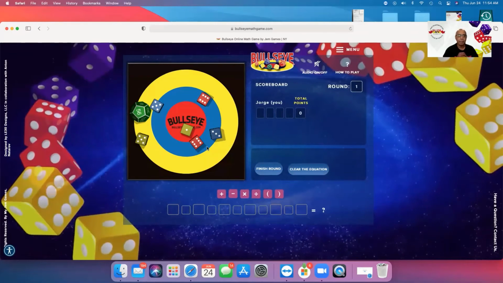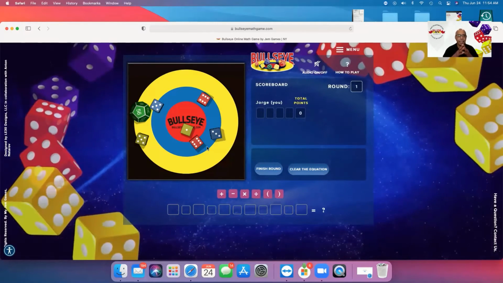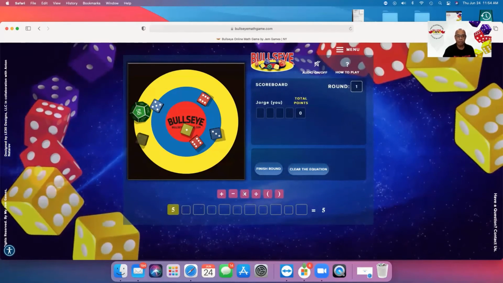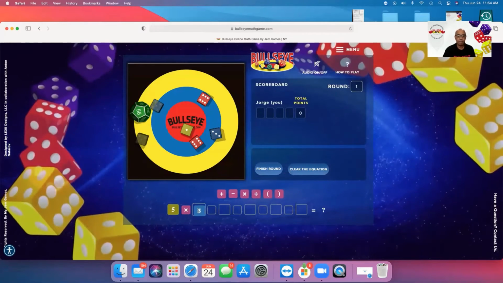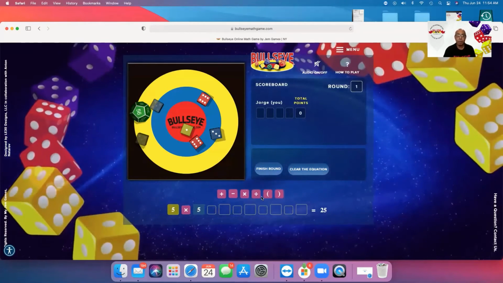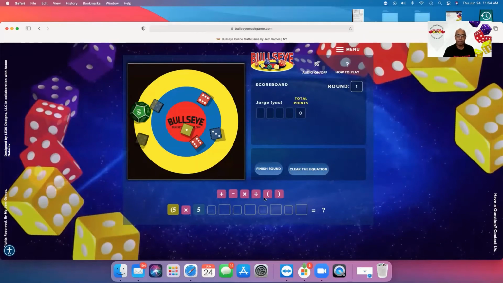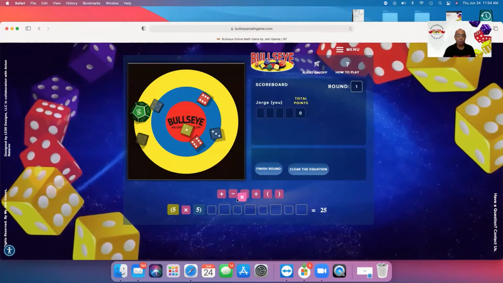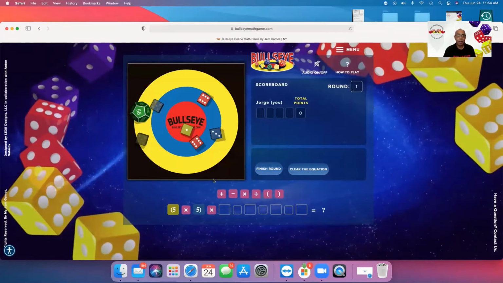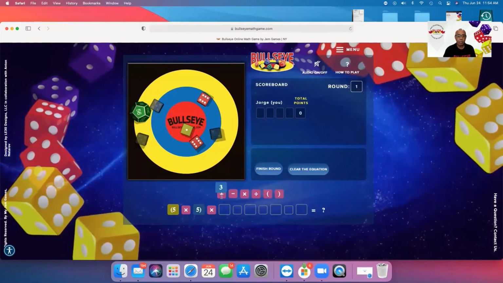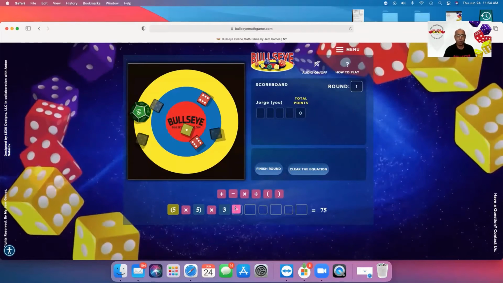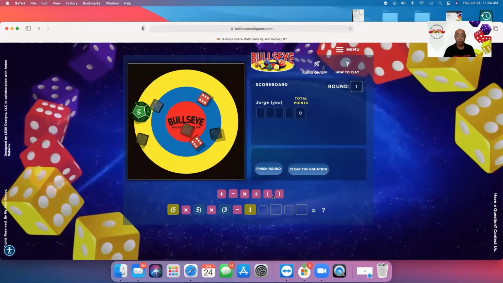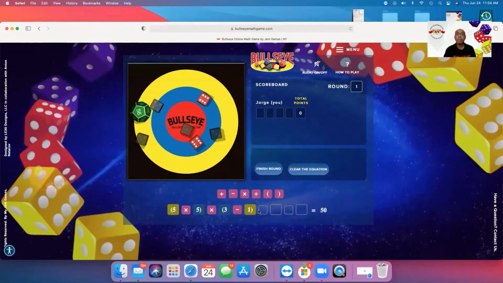Let's think. We want to get 56, right? So let's see. So what if I do this? I have 5 times 5 gives me the product of 25. And I'm going to enclose that in parentheses. Right? So now what I would like to do is multiply that by the difference of 3 minus 1. Okay? I'm going to close 3 minus 1 in parentheses. Let's see what happens. That gives me 50.